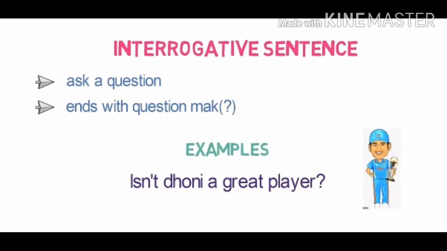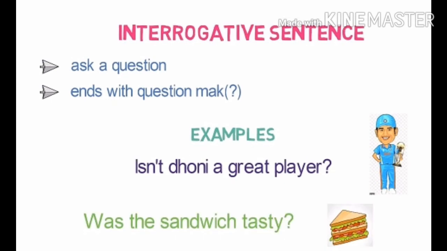Now let's look into the interrogative sentence. Interrogative sentences ask a question and end with a question mark. Let me give you an example for that. Isn't Dhoni a great player? You can see here the sentence is in question form. Question mark is also given. Let us see one more example. Was the sandwich tasty? Here also you can see the sentence is in question form and the question mark is also given. Hope you are clear with what is an assertive sentence and what is an interrogative sentence.